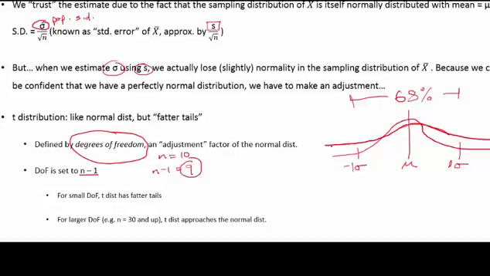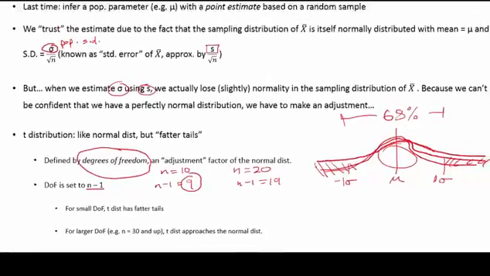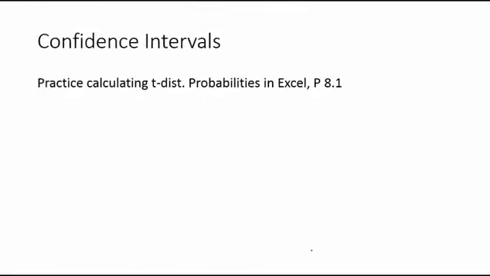That'll be a really fat tail distribution with many more observations out here in the tails and not as many in the middle. Okay, but as that n gets larger, like 20, n minus 1 is 19 degrees of freedom, our t-distribution will start looking more and more like a normal distribution. Now, to use the t-distribution, we're going to jump into Excel here and practice having Excel do this calculation for us here in just a second.